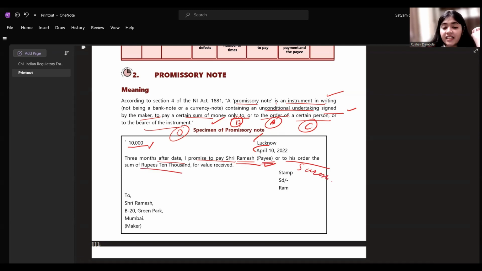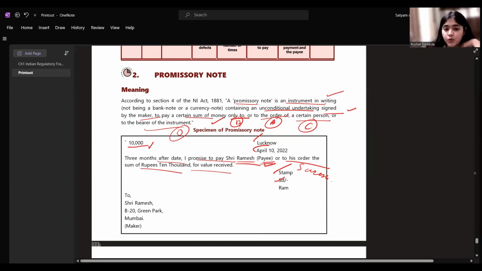The sum of rupees 10,000 for value received. For value received means that he has received some goods or some services. For the value received, he is going to pay. These words are important for you. This is the basic format and the simplest format. We need to keep this in mind. This is a specimen of a promissory note. It is very important for you to understand this pattern and how you have to draw it. After that is done, you put a stamp here, sign it, and this was done by Ram. The person issuing this is Mr. Ram, as they have mentioned. Now, this is again given to whom?